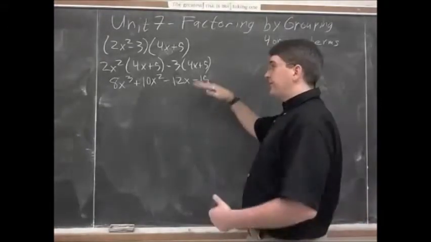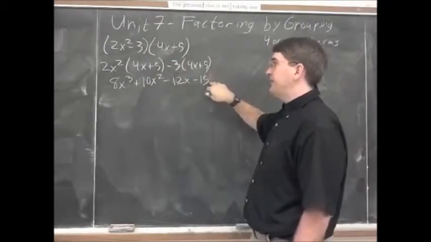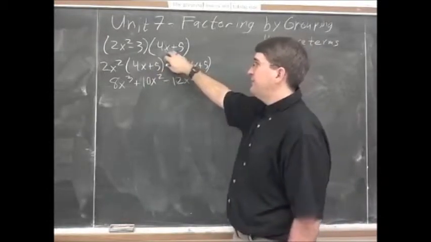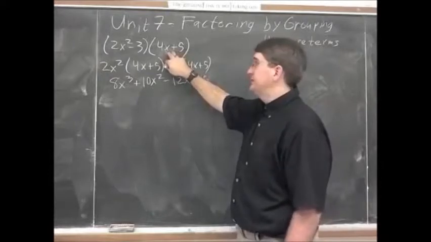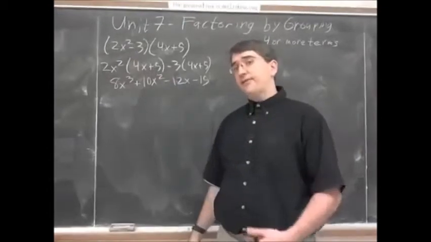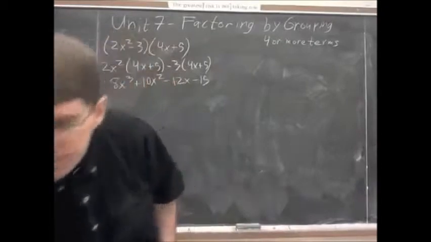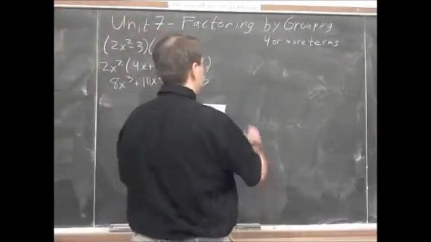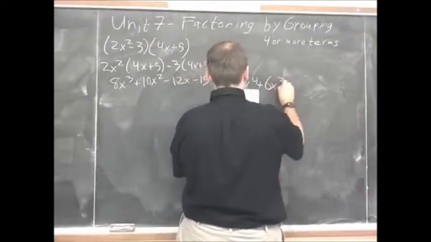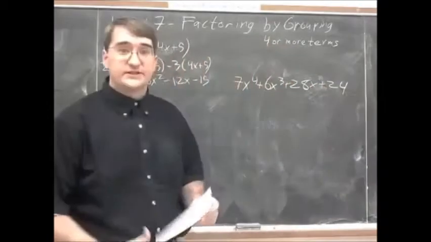Factoring in general is this exact process in reverse. Figuring out this step from the polynomial, getting to this, and observing the fact that the 4x plus 5 is in common, pulling that out as a binomial GCF, and leaving the 2x squared minus 3 as the other factor. That's how factoring in general works, and that's pretty much how factoring by grouping is going to work as well. So the first example that I want to talk about is 7x to the 4 plus 6x to the 3 plus 28x plus 24. This will be our first example.